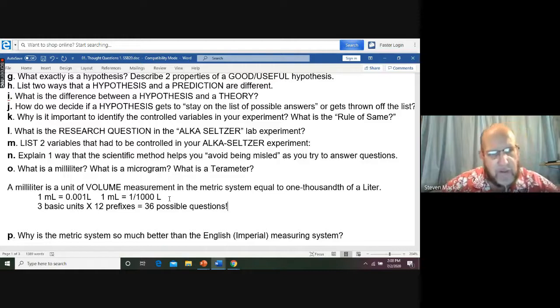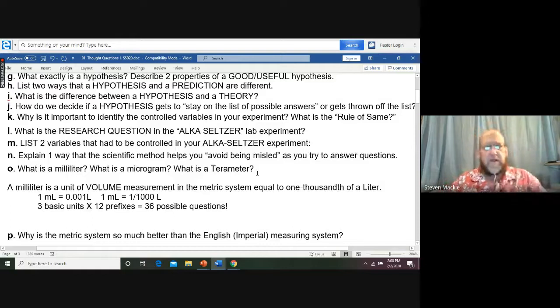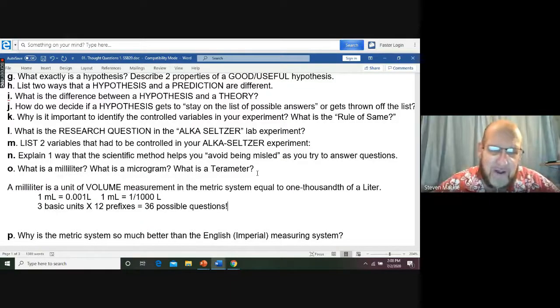Exclamation point. So I want you to be aware that the question O is actually just the tip of the iceberg. There's actually 36 possible questions embedded in this. What is a milliliter? What is a milligram?